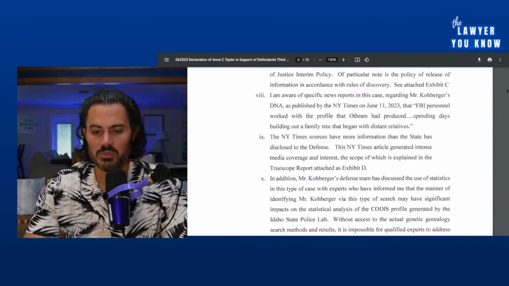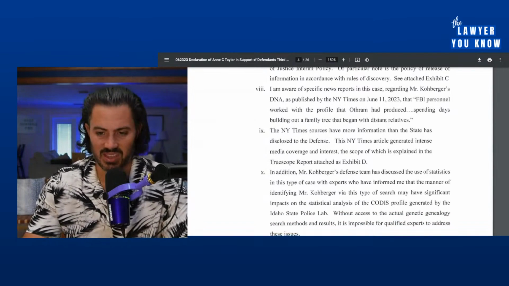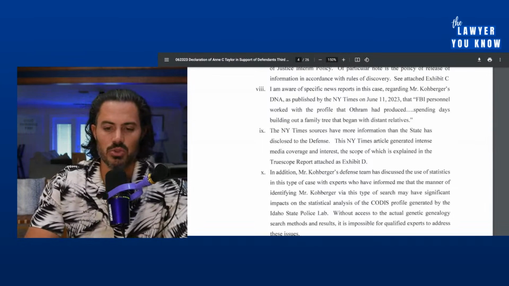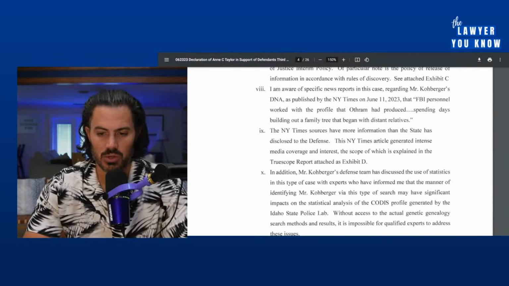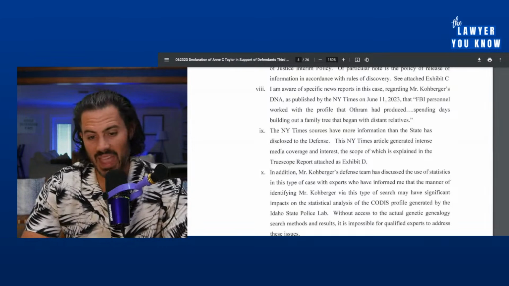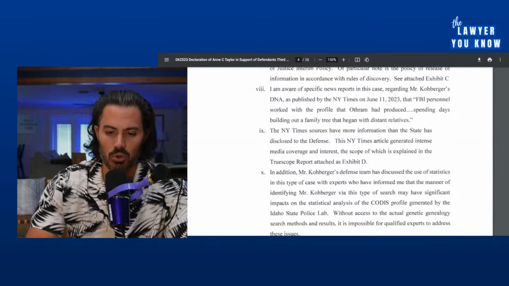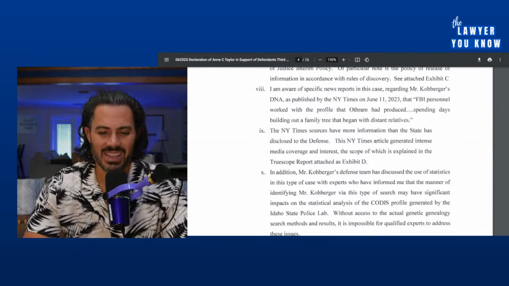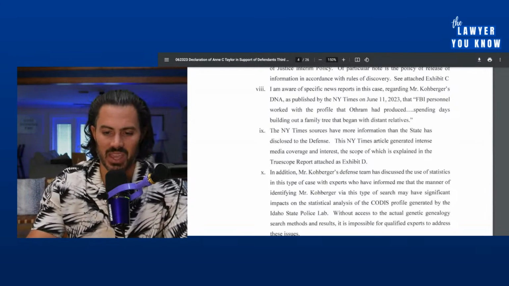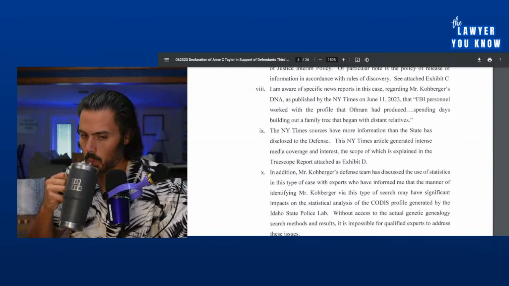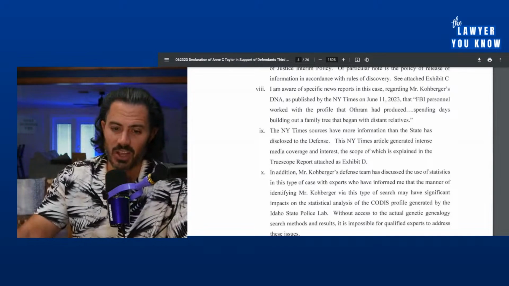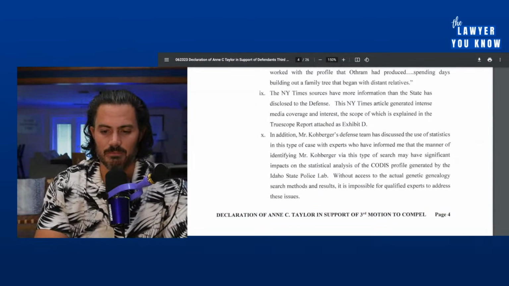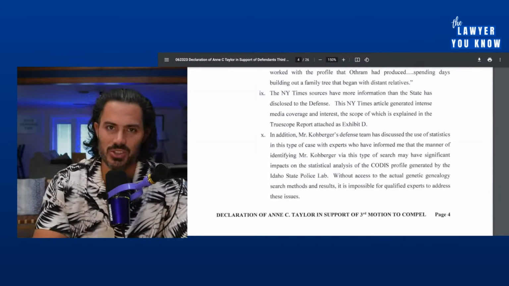I am aware of specific news reports in this case regarding Mr. Kohberger's DNA as published by the New York Times on June 11, 2023, that, quote, FBI personnel worked with the profile that Othram had produced, spending days building out a family tree that began with distant relatives. We're about to find out why that's important. The New York Times sources have more information than the state has disclosed to the defense.